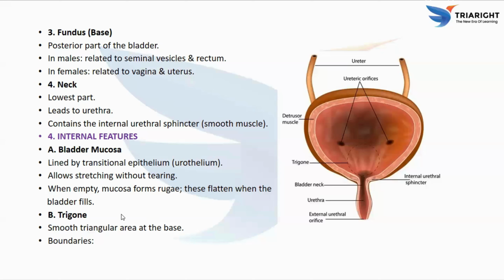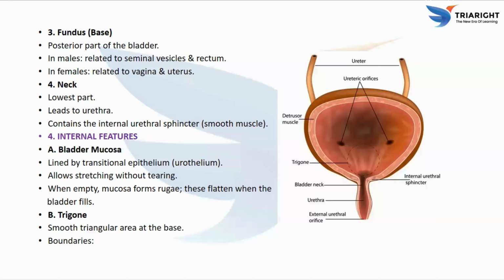And the second one is trigone. So what is this trigone? It is a smooth triangular area which is present inside the bladder. So this is located at the base of the fundus. Unlike the rest of the bladder, it has no rugae. So there are two boundaries of the trigone: two ureteric openings and one internal urethral orifice.